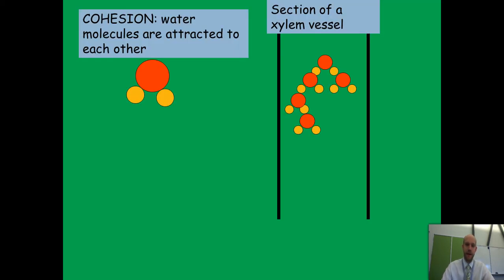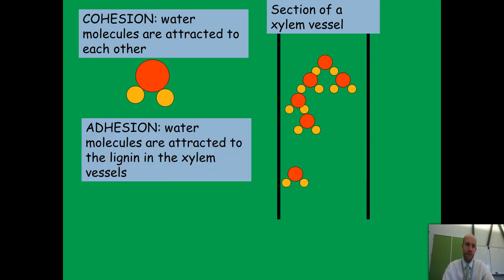Xylem vessels are hollow tubes. They're cells that have carried out apoptosis, that is programmed cell death, killed themselves to create these long continuous tubes running from the roots all the way up to the leaves. In these tubes, water molecules are moved using cohesion and adhesion, two critical properties of water. Cohesion, remember, is between water molecules. Adhesion is when they're attracted to other things.